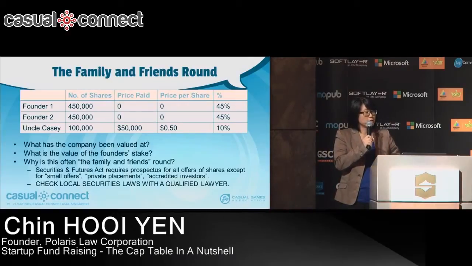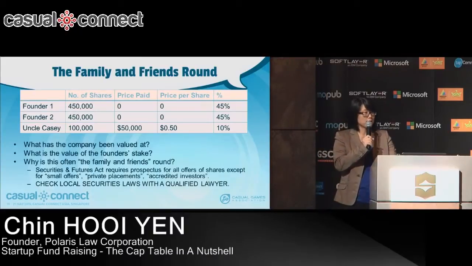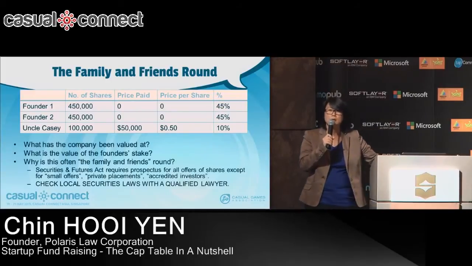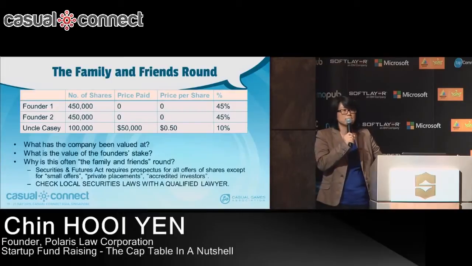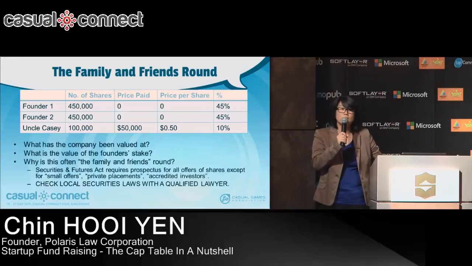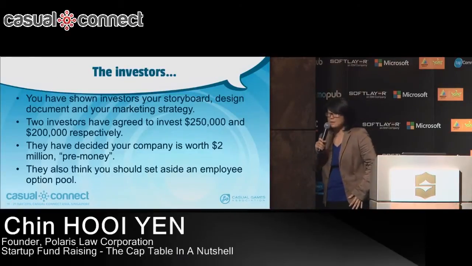So you've got the family and friends round. Good old Uncle Casey has stepped in. He's got 10% of the company, leaving the two founders with the bulk of the company. That's common. You don't want founders to be diluted significantly at this stage. That would not make sense for the investors or for the founders, right? The investors want to make sure that you have sufficient motivation as a founder to build a company for him, okay?